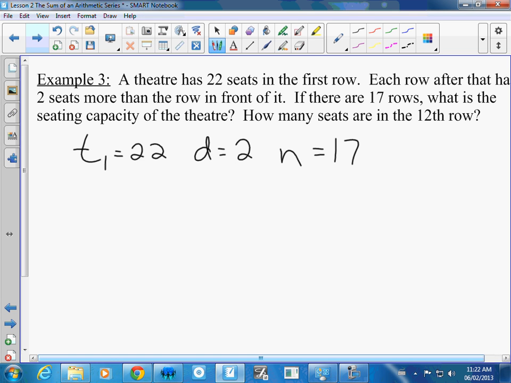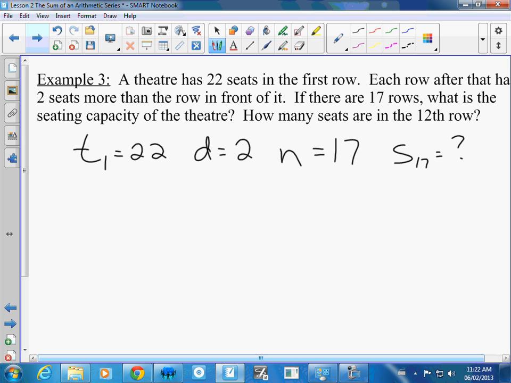Could we actually do this manually? 22 plus 24 plus 26. Could we do that? Waste of time? Yeah, dang right. So what we can do is figure out the sum. If there are 17 rows, what is the seating capacity of this theater? So we have our things here. What are we looking for? We're looking for S of 17, right? We're trying to find the sum of the 17 rows. So what do we do next?